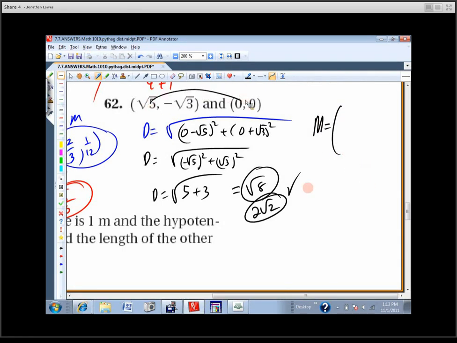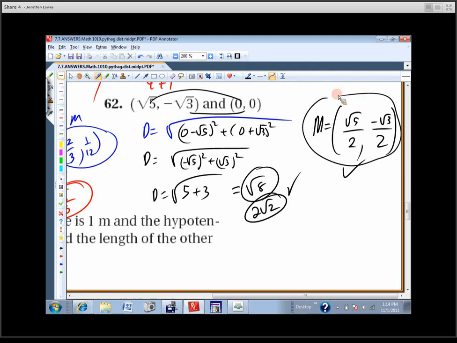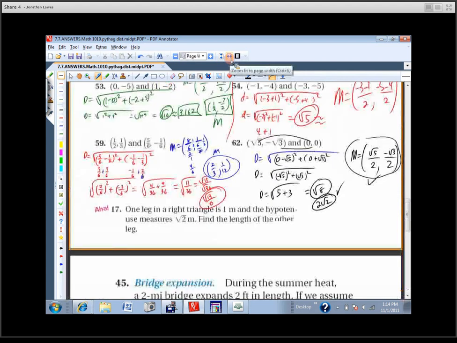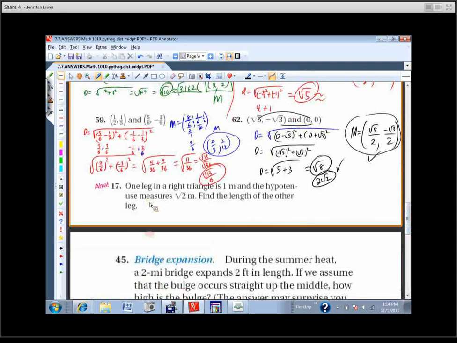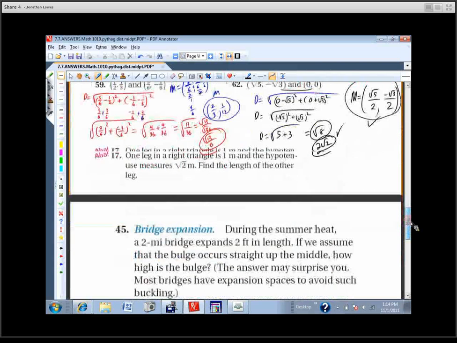And here's the awesome part. The midpoint, take the 2 x-coordinates and add them together. What do you get? Whoops, radical 5. Divide that by 2. Take the 2 y-coordinates, add them together. You get negative radical 3. Divide that by 2. There's our midpoint. Okay, not bad at all. Any questions? Just last problem, right? Yeah, this one right here.